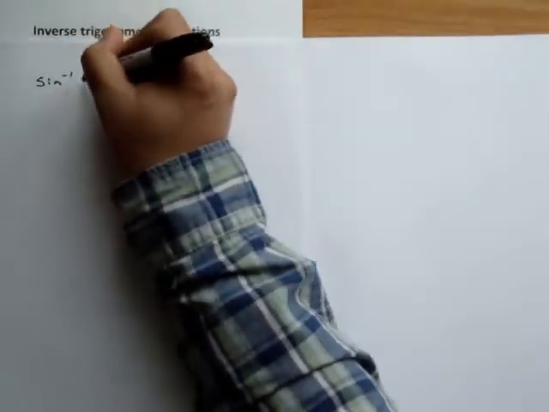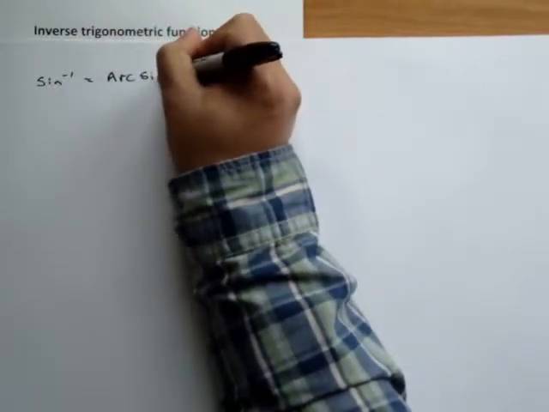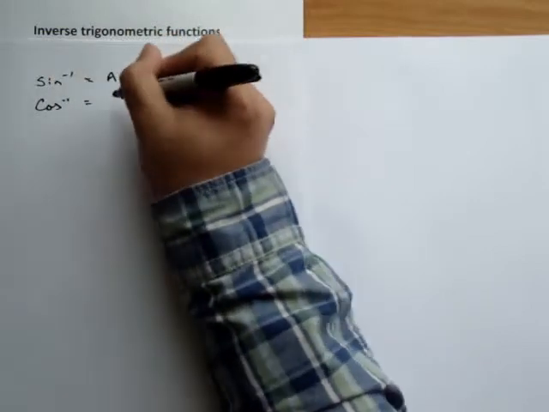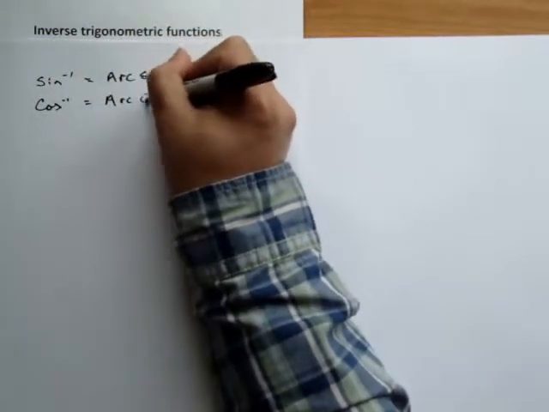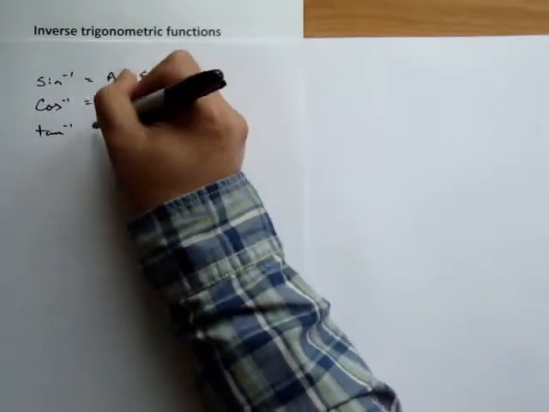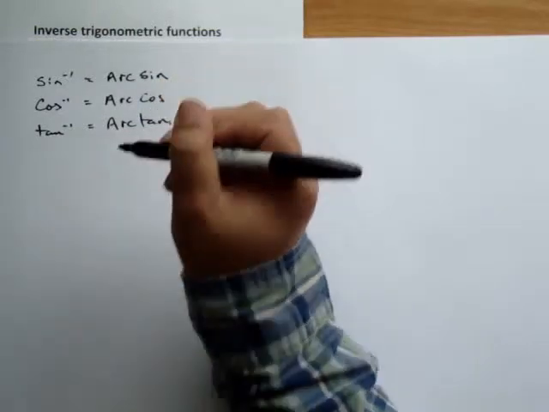When we talk about inverse trigonometric functions, sine to the -1 is called arc sine. Cos -1, arc cos. And tan -1 is arc tan.